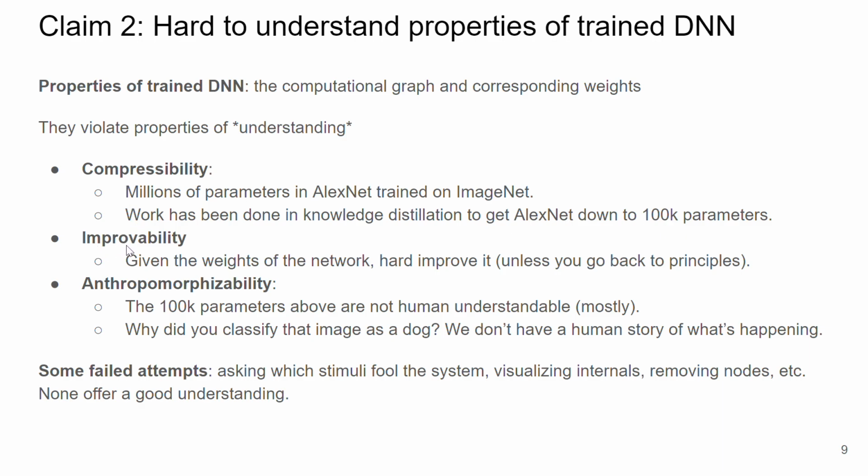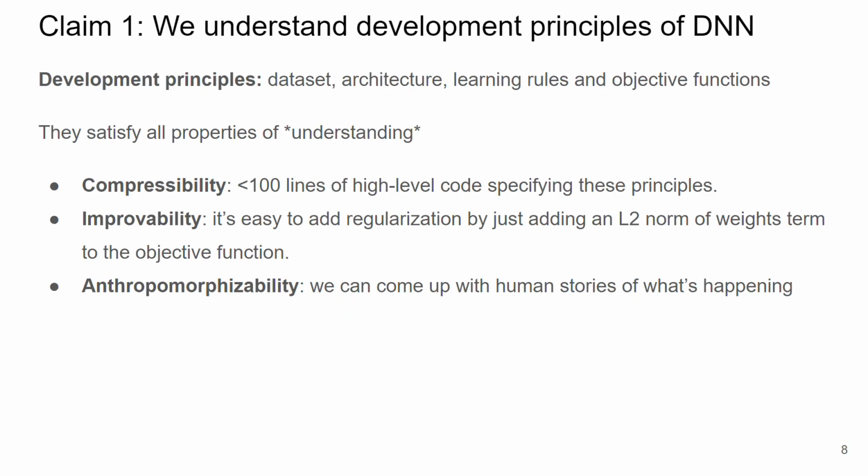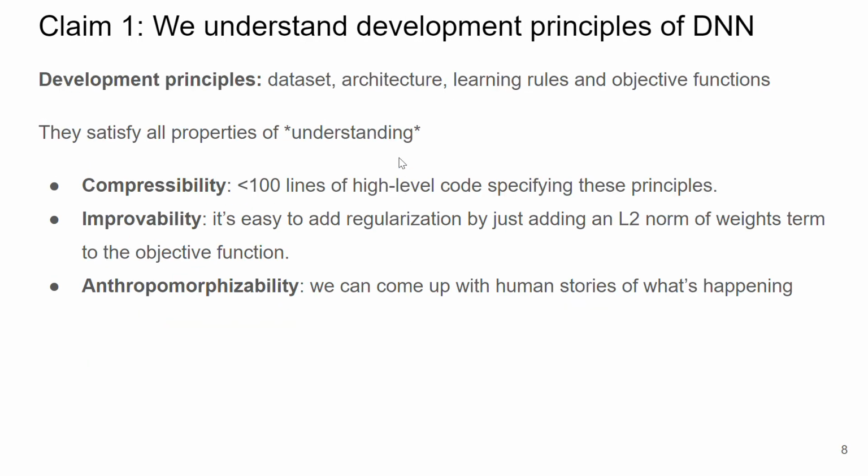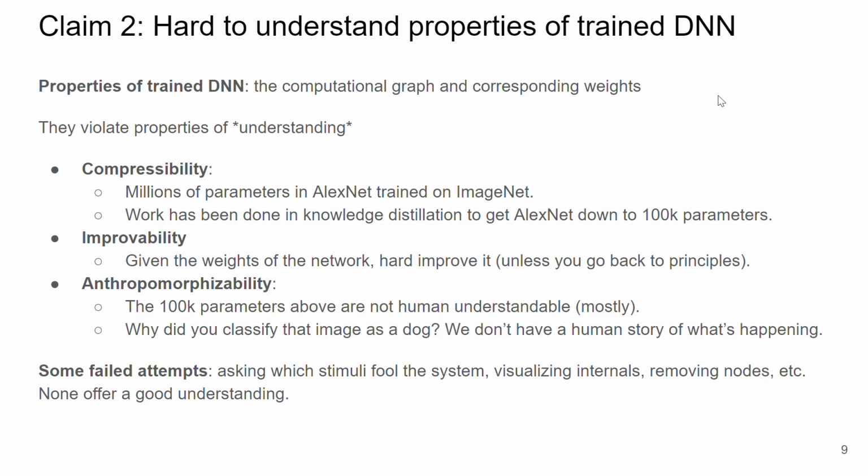And they say it's not improvable because given the weights of the network, it's very hard to improve unless you go back to these principles. So if you train your AlexNet on ImageNet and you want to include a new class, it's very hard to figure out how you want to change or tweak your weights to include this new class unless you think about it from the development principles. Without using any of them, they say that it's too hard to understand or improve the network.